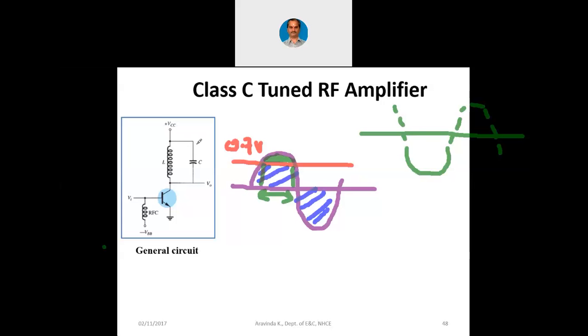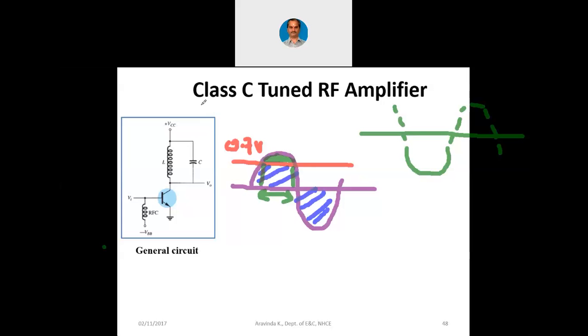Now, if you want a wideband amplification of RF, then you cannot go for this type of circuitry. There we have to have a different type of circuitry. But we are not going to discuss that in our course. That is an advanced concept. Here let us discuss only the class C tuned RF amplifiers.